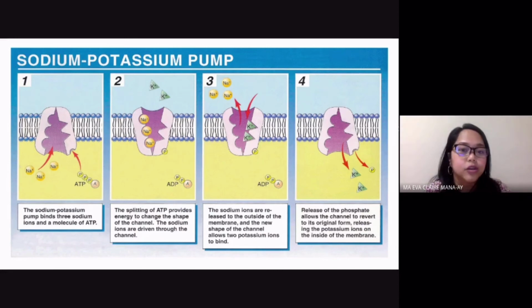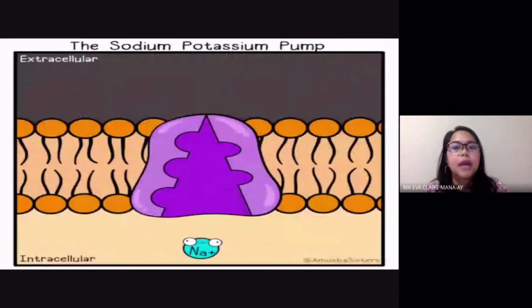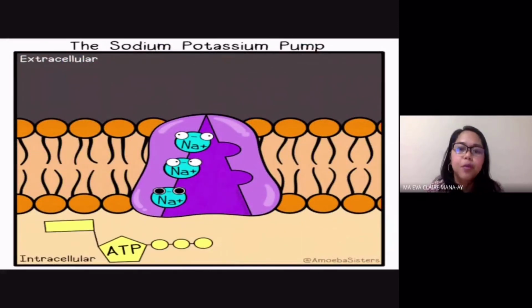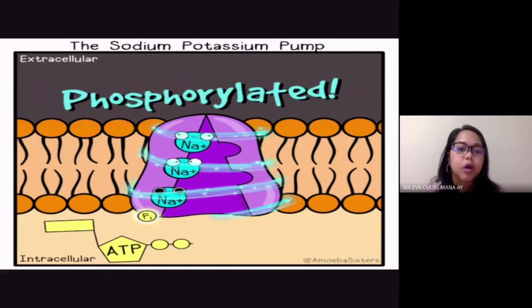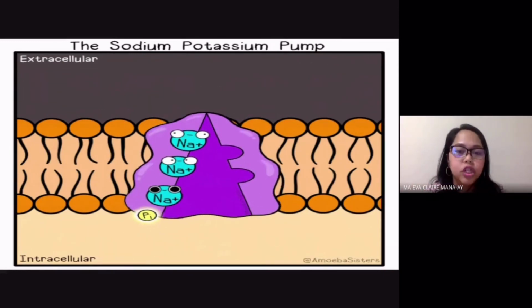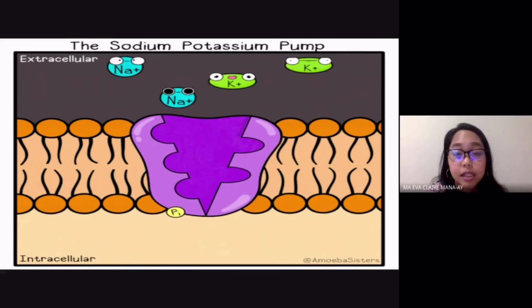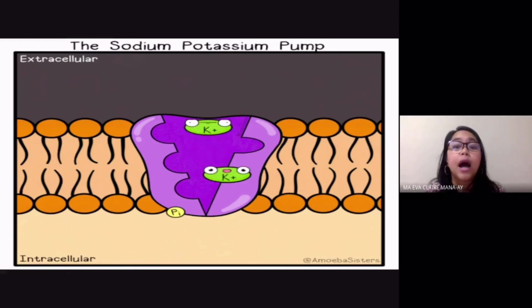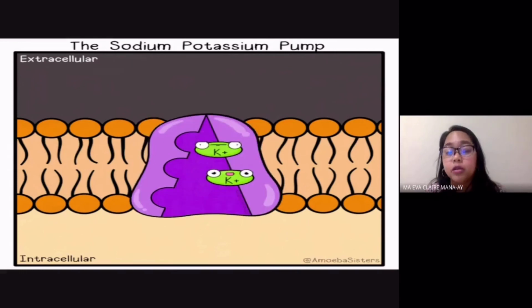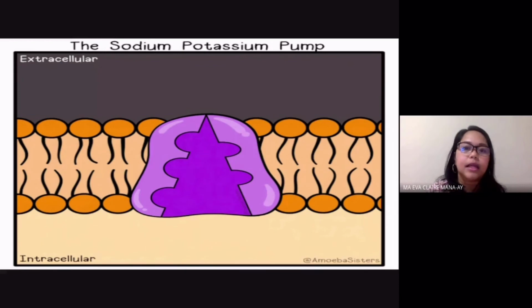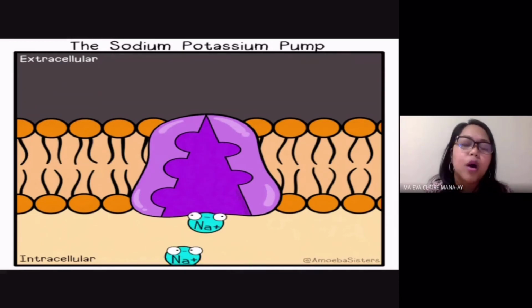To make it easier for you to understand, this is our animation. So again, you have 3 ions of sodium. You have 1 phosphate group coming from your ATP that is going to change your protein pump. Eventually, those sodium ions are going to be expelled, 2 ions of potassium are going to take their place, and that phosphate group is going to be returned to your ADP, reforming your ATP. Again, that is your sodium-potassium pump, one very important active transport that happens in our cells.